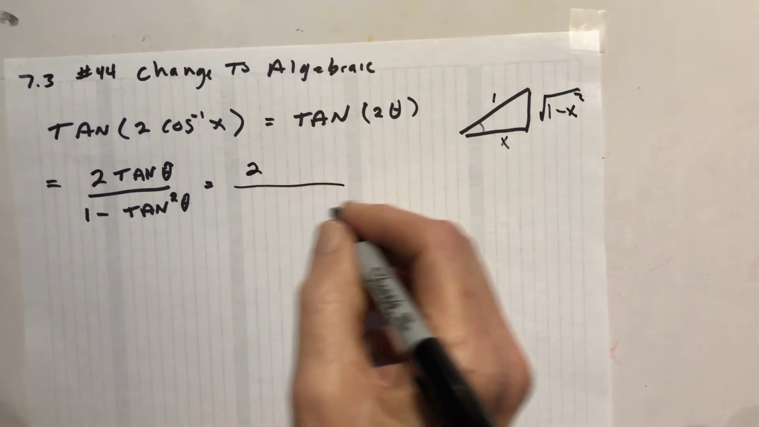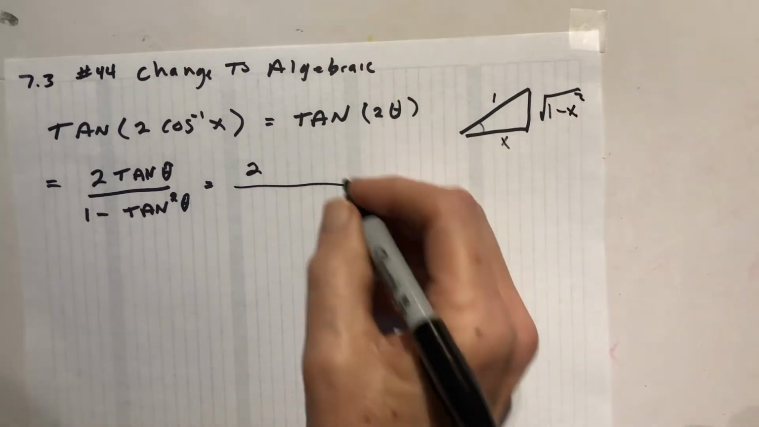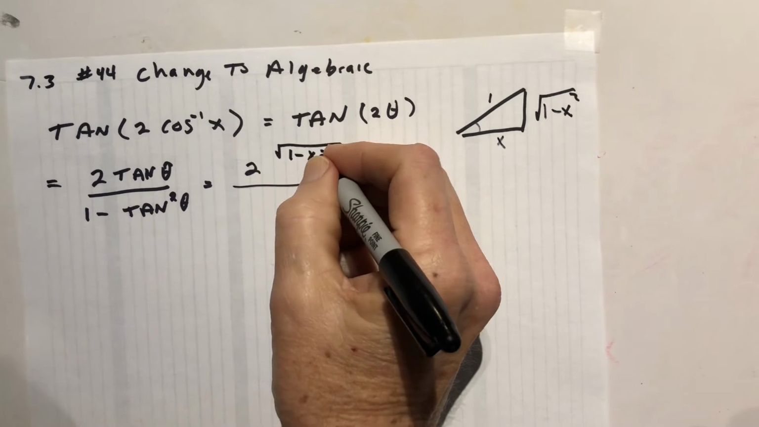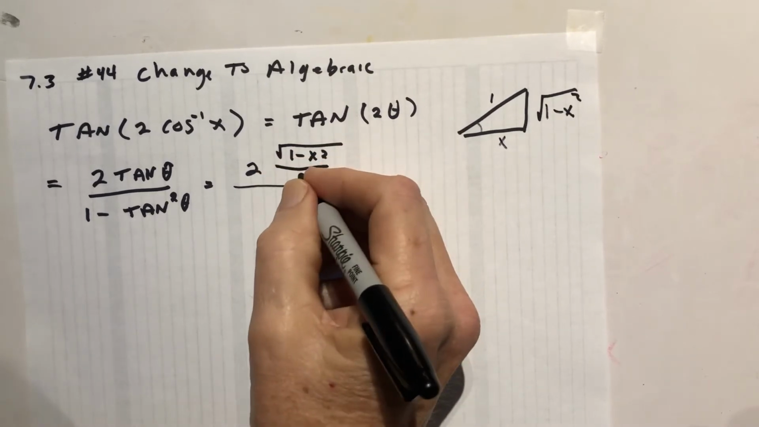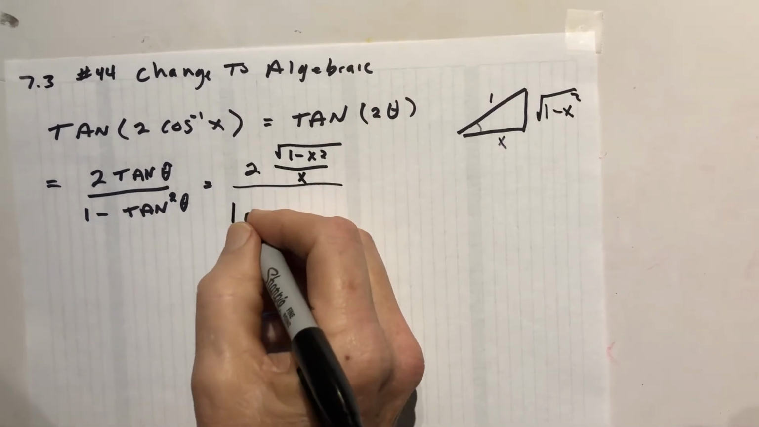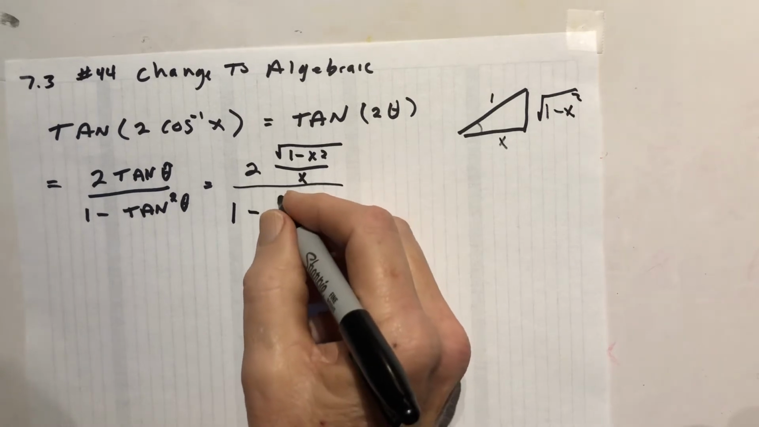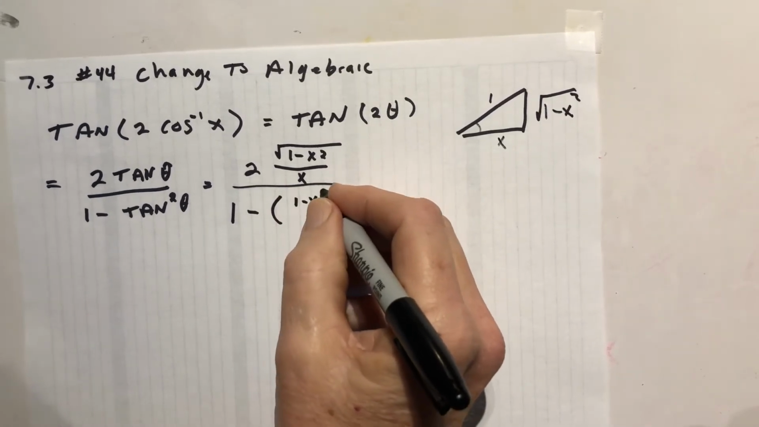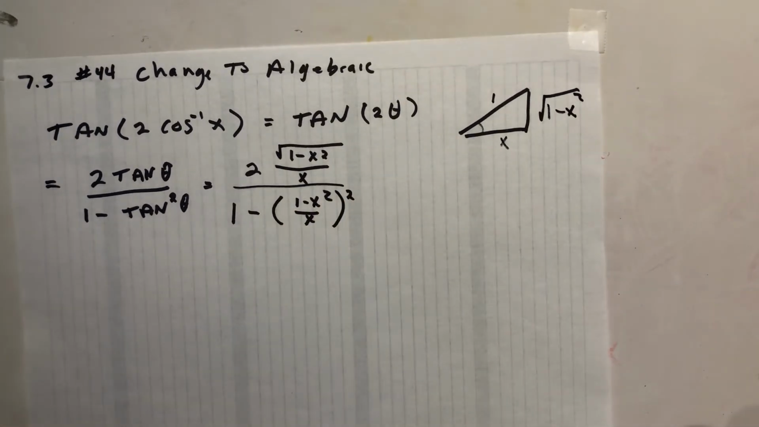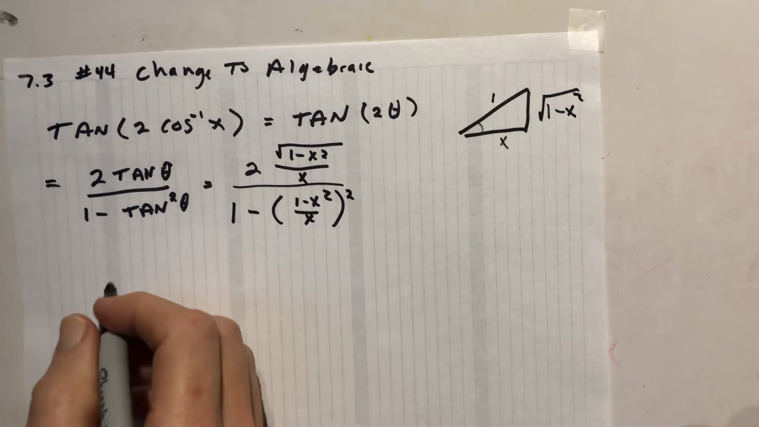2 times tangent, which is opposite over adjacent. And underneath, instead of doubling it, we go 1 minus this tangent. And we square it. All right, now that is the answer, but it has to be simplified. The 2 can just be added to the top.